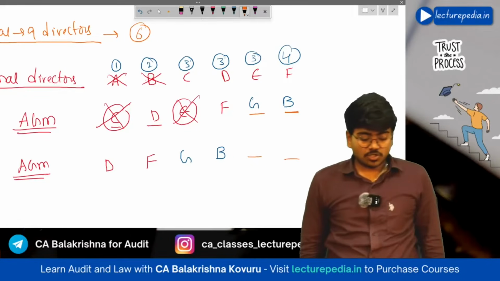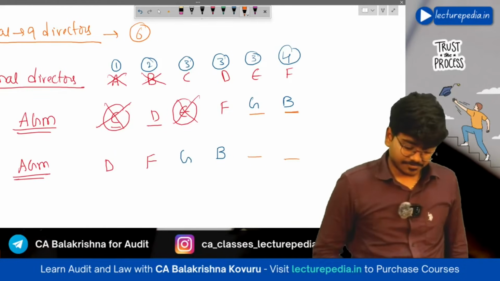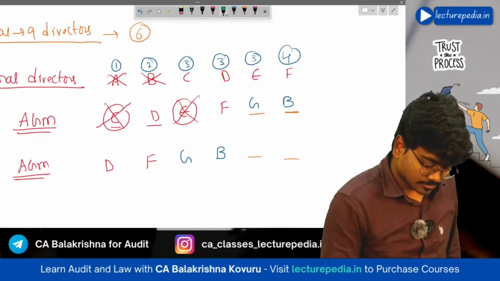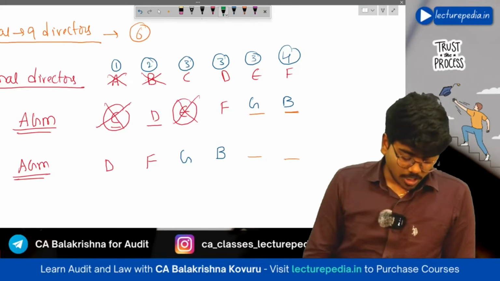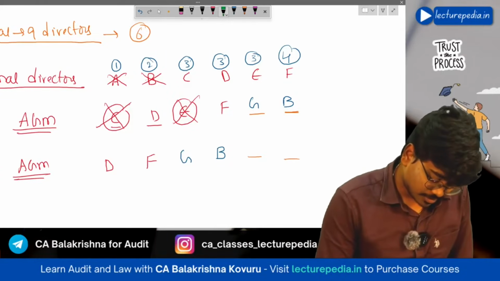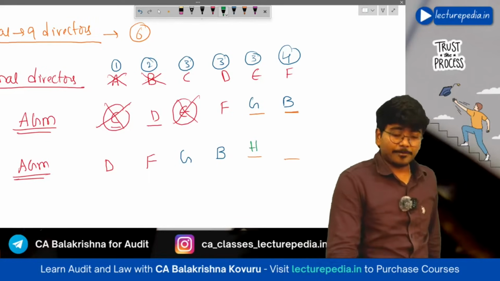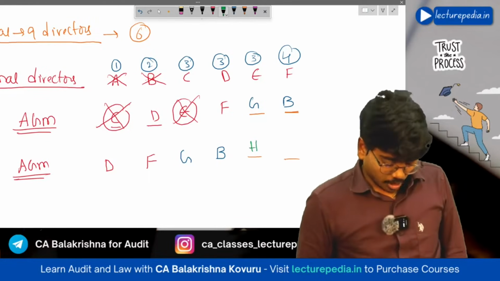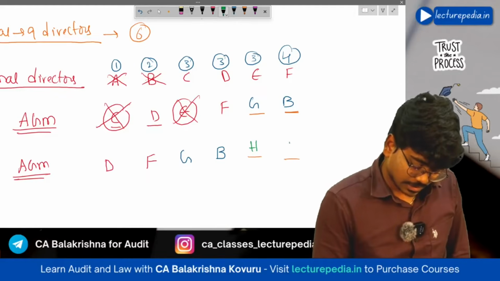Now in the place of Mr. C, shareholders have appointed F, not F, H, and in the place of Mr. E, shareholders have appointed I.